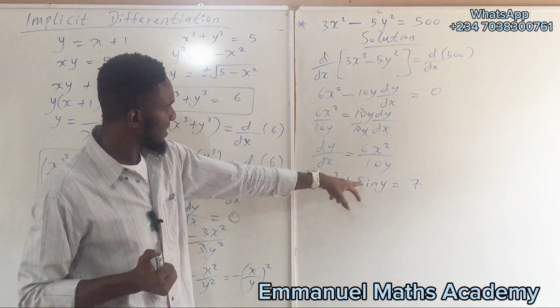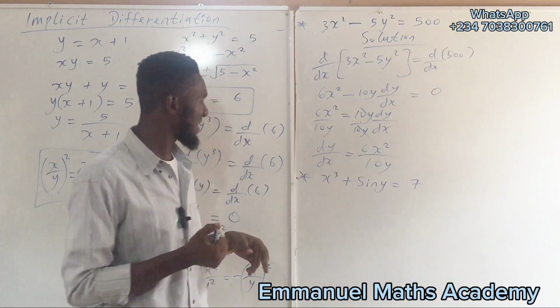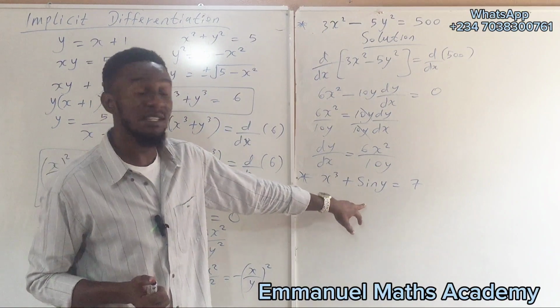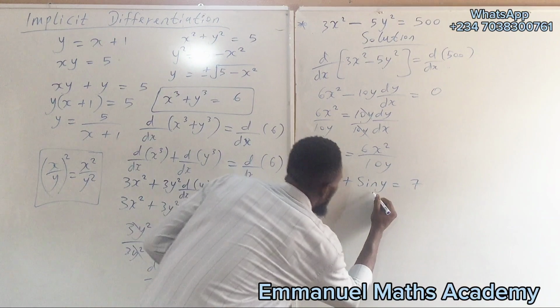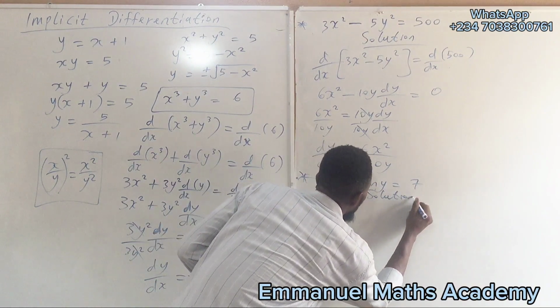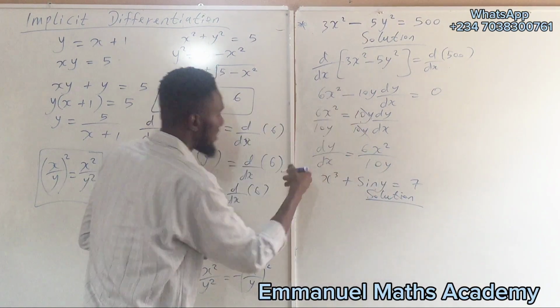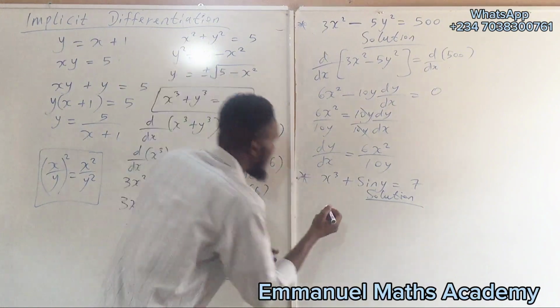Now listen, let's solve this also. You're asked to differentiate this, find the derivative of this with respect to x. This is in an implicit form. We solve this using implicit differentiation. Now what do you do? Solution. Just like you did here, you take the derivative of both sides, which will give you what?